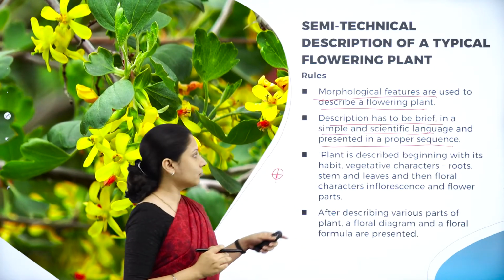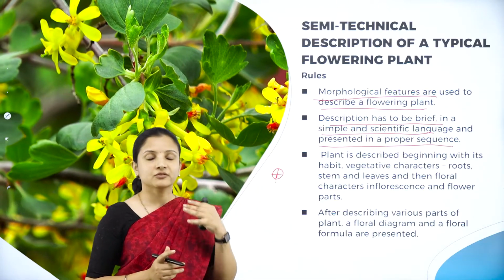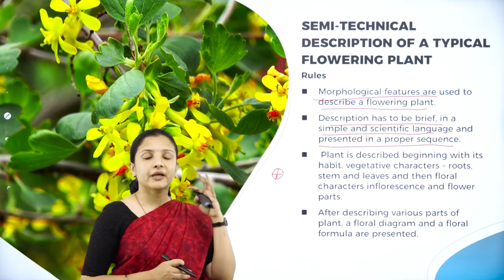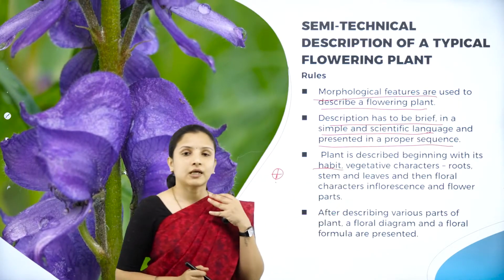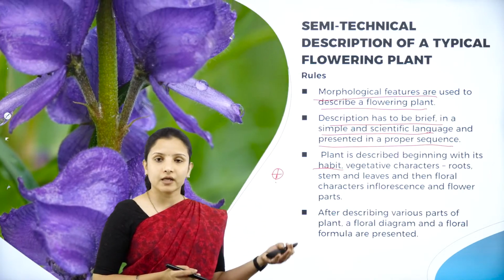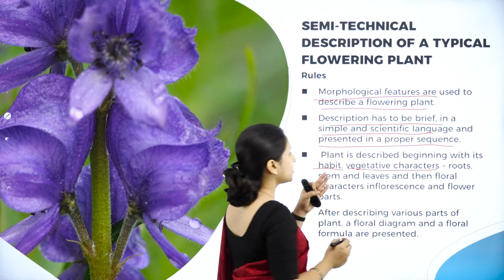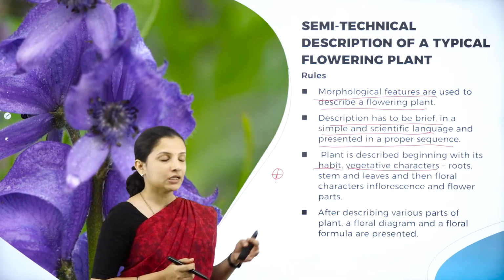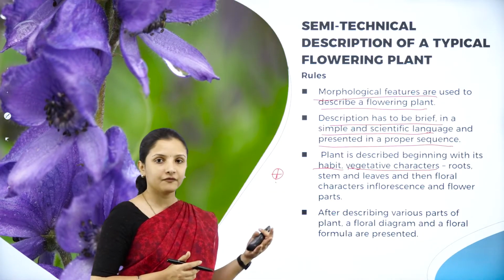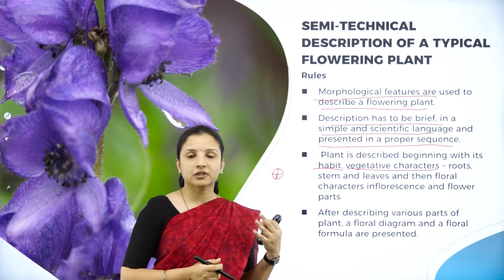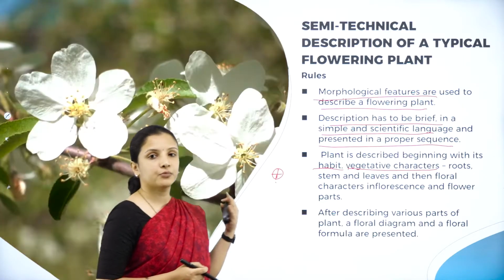And also one more rule is that the plant is described beginning with its habit. So the description of the plant should be done based on habit, that is, where it is growing, what the condition of that particular area is, which environment it is growing in, and based on the vegetative characters such as the roots, the stem and the leaves, and also the floral characters such as the inflorescence. I told you, if it is cymose, there might be a different symbol. If it is racemose, there might be a different symbol. Then the position of the flower.